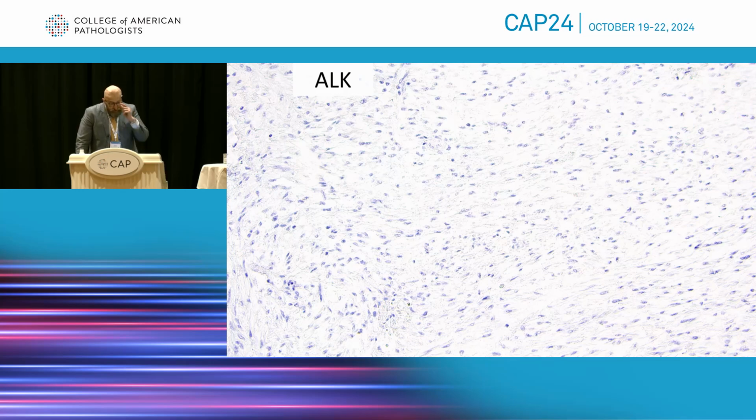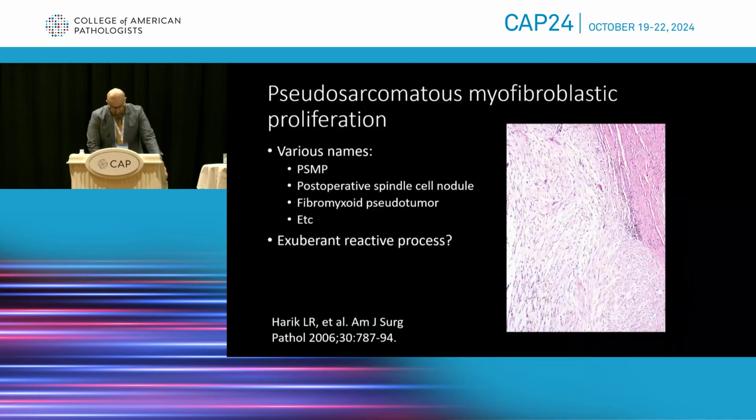And if you're thinking this might represent an inflammatory myofibroblastic tumor, we did immunohistochemistry for ALK, which showed a negative result. We usually use the D5F3 clone, which is thought to be very sensitive, and so if it shows a negative result, there's unlikely to be ALK rearrangement.